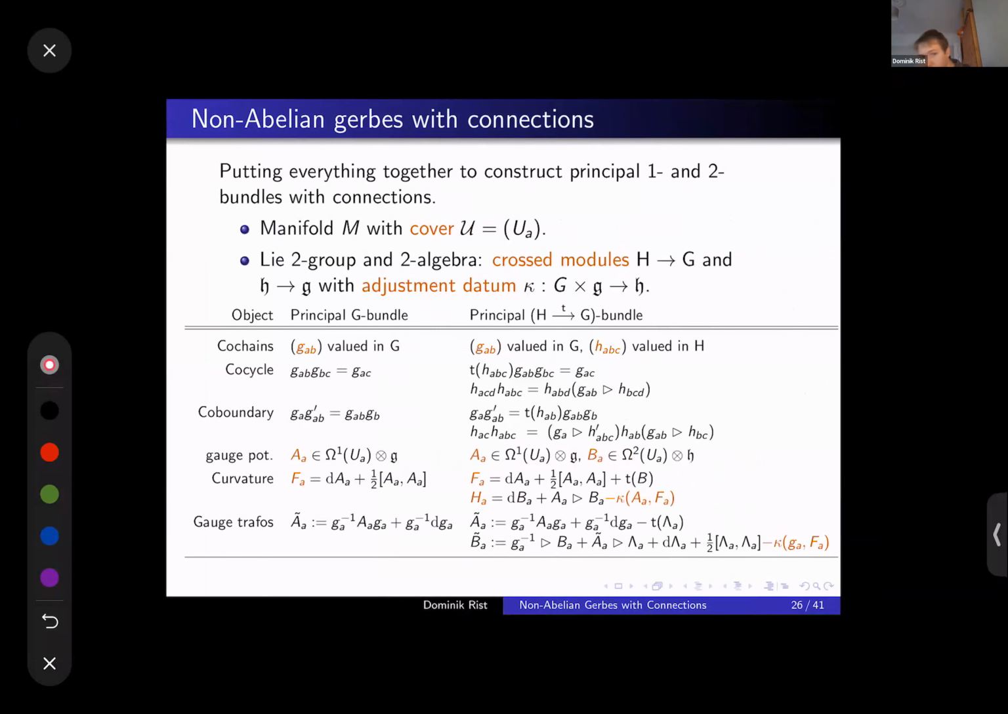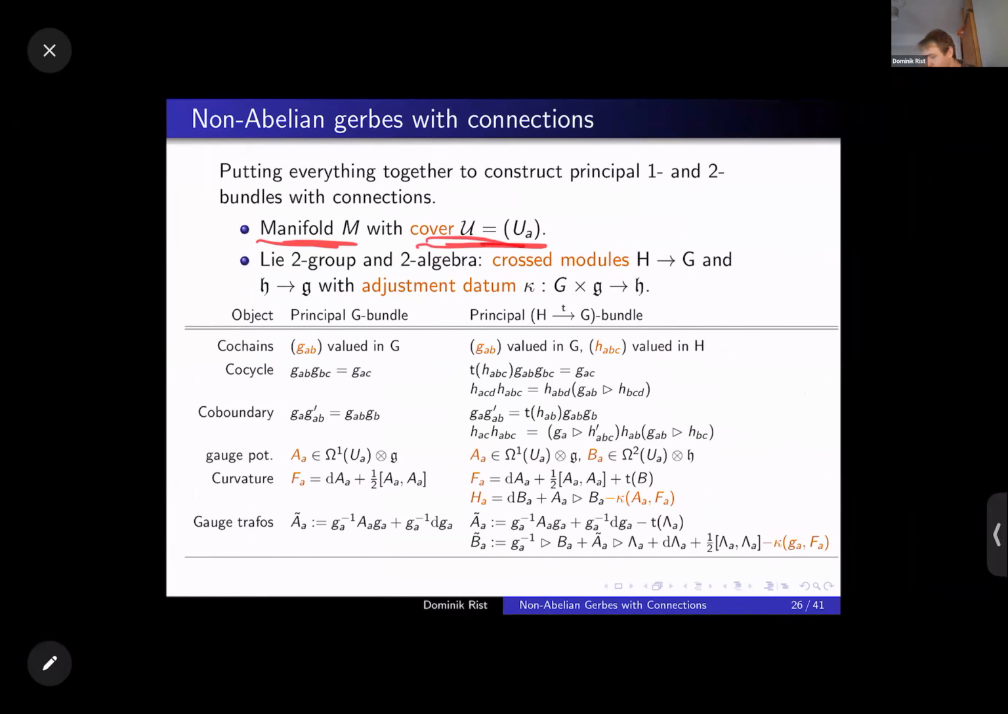And let's now glue this all together. So we'll have an ordinary manifold, which we will cover again by some patches, UA. And now to construct such principal 2-bundles with connections, we'll combine all the ingredients together. So first of all, we have a Lie 2-group and a 2-algebra, which are given by crossed modules of Lie groups and Lie algebras, together with this map, the adjustment datum.